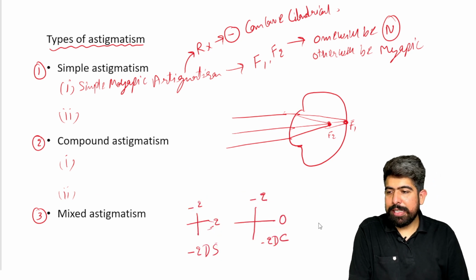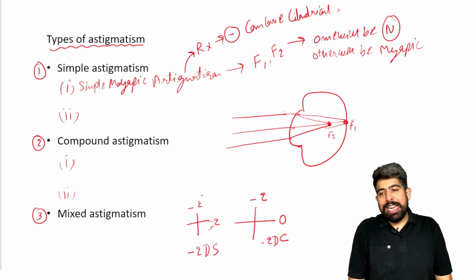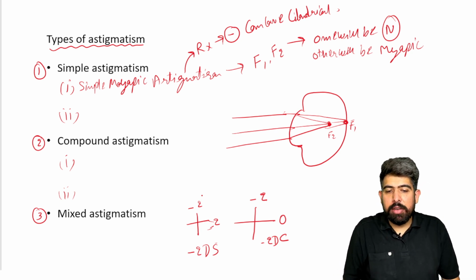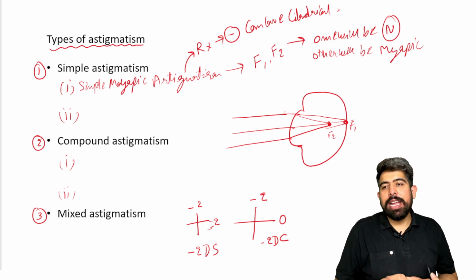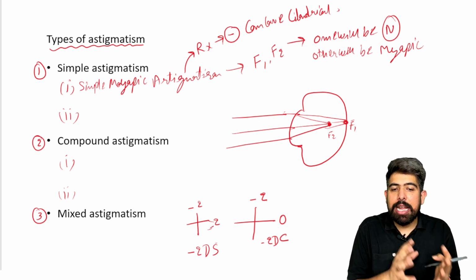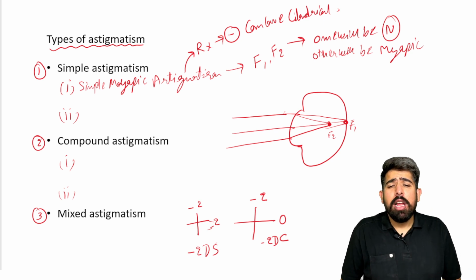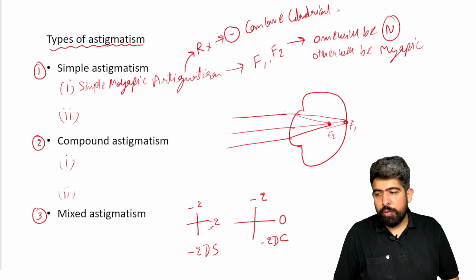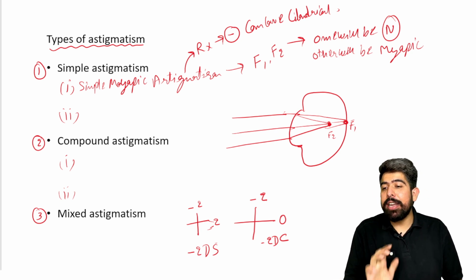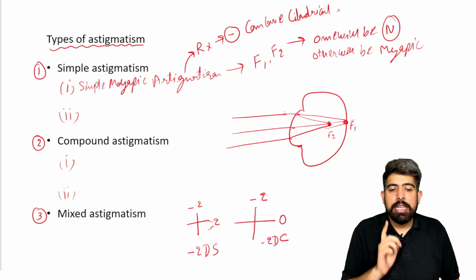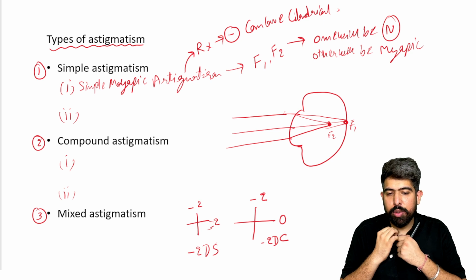Now it's quite easy, right? So this was your cylindrical, which has the power on only one axis. The second one, the spherical type, has the power on both of the axes, right? So this is the difference between the spherical and the cylindrical. But please remember, if I'm talking about simple myopic astigmatism, I will use only the concave cylindrical lens. So this concave cylindrical lens will be used in this.